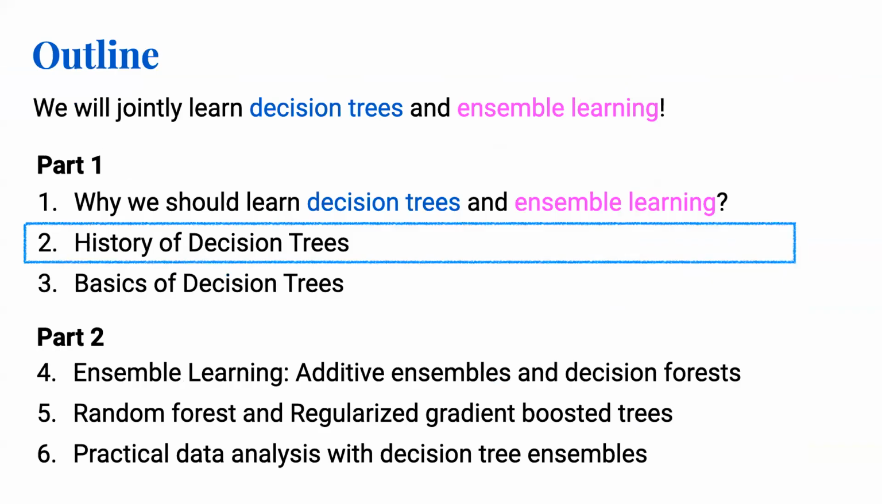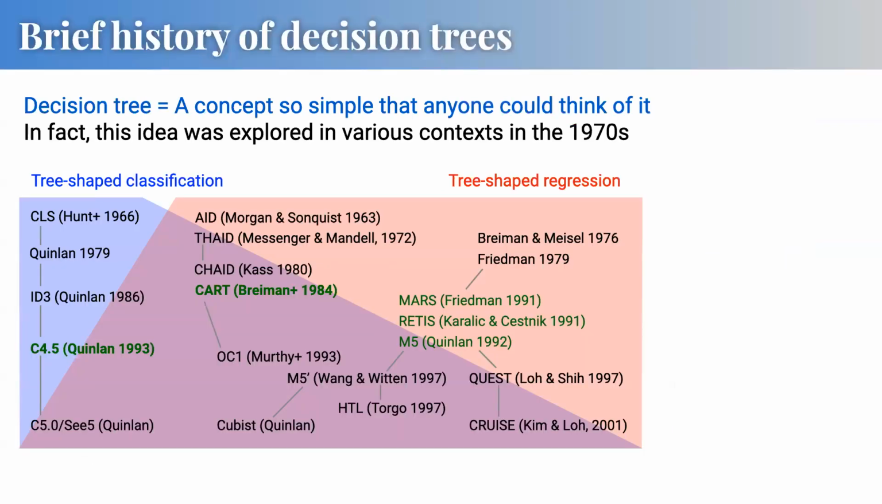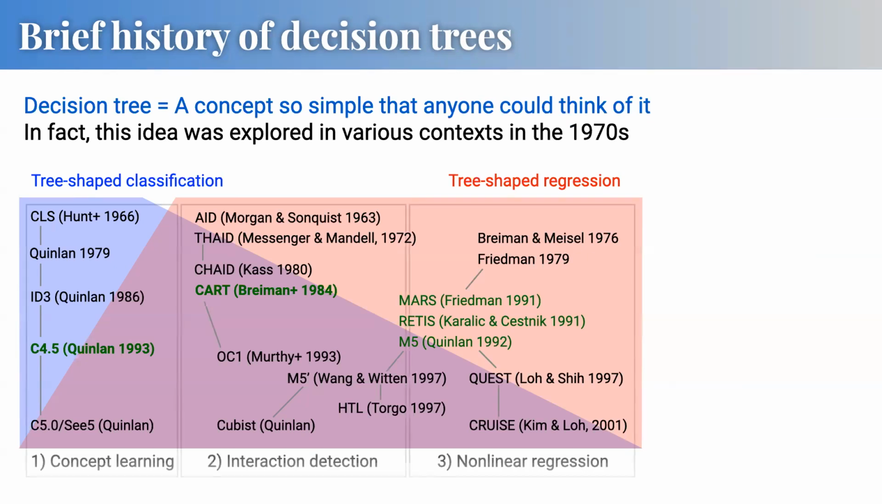And then, where this very simple idea comes from, I'll cover some little history about machine learning and these algorithms. Actually, the idea is so simple that anyone could think of it. So multiple researchers came up with the same idea, and it has a very complicated history. But if we organize it into 3 roots, it originates from something called concept learning, something called interaction detection in statistics, and also nonlinear regression. So we will cover them one by one.